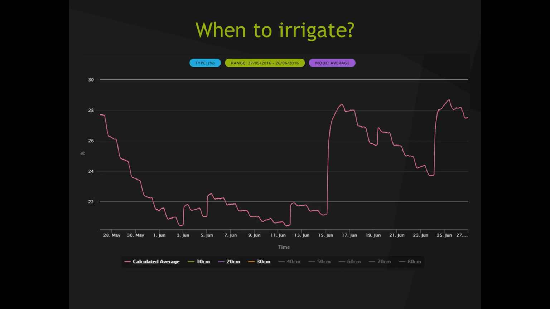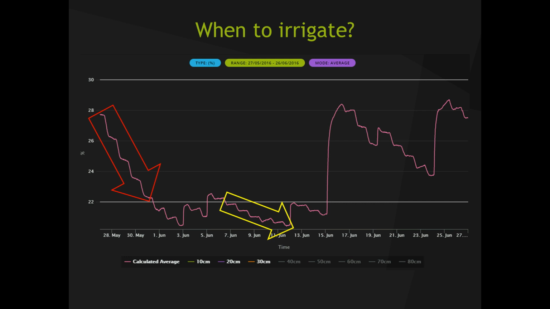Here we have an average graph of the data from the previous slide. We've created an average of the top 30 centimetres of the profile where the bulk of the root activity was taking place. Even consistent stepping indicates the crop isn't having any issues extracting water. Smaller steps and flattening out of the line indicates that the crop is struggling to access moisture.